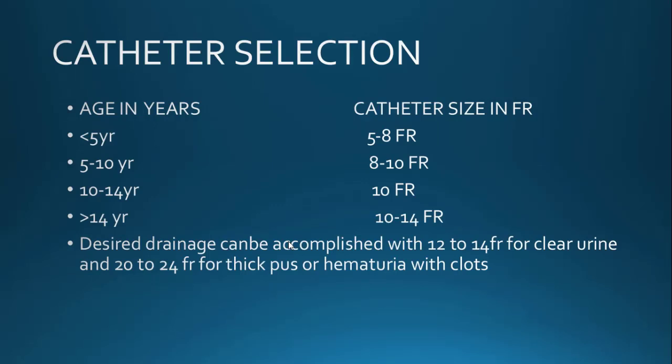How we use catheter, which size of a catheter should be used, it is divided according to the age. For example, in less than 5 years, we can use 5 to 8 FR catheter. In 5 to 10 years, we should use 8 to 10 FR catheter. In 10 to 14 years, 10 FR catheter is preferable. Greater than 14 years, you can use 10 to 14 French catheter. Desired drainage can be accomplished with 12 to 14 FR for clear urine, and 20 to 24 FR catheters are being used for thick pus or hematuria with clots.